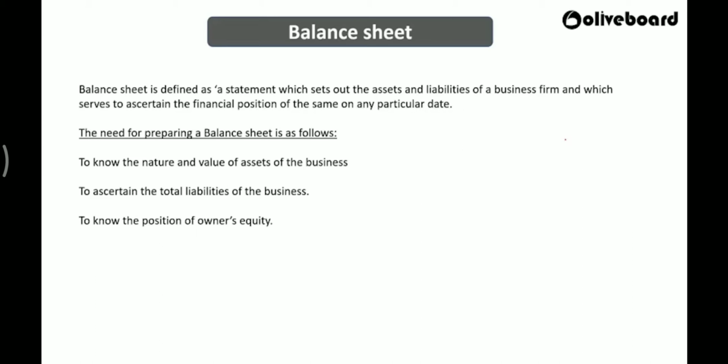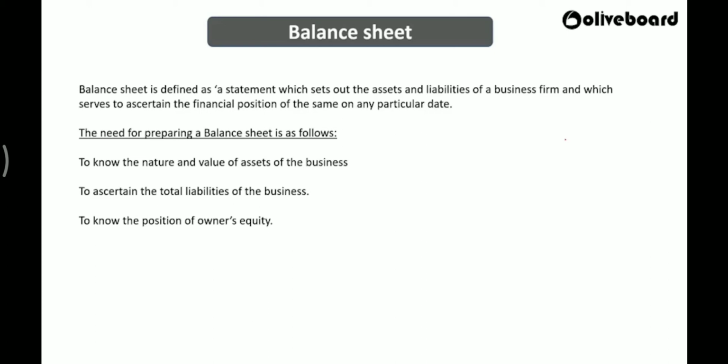That's it. So it is a statement which tells us on a particular date. It is not for the entire period. It is for a particular date. As on that particular date, how much the company has in their hand as an asset and how much the company has to pay to the outsiders. That is called assets and liabilities, and that statement is called balance sheet.